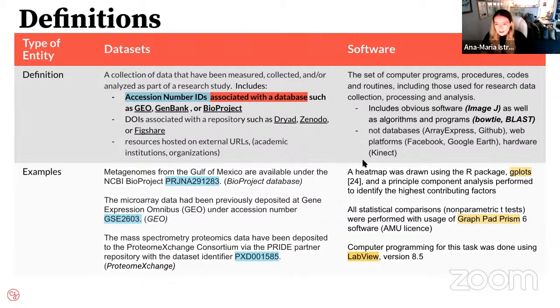For the purpose of software, we are including things that you would expect. We call this obvious software. We know it's kind of self-referential, but ImageJ, GraphPad Prism, things like that, as well as algorithms and programs, Bowtie, BLAST. We are particularly not including databases, web platforms, or hardware.